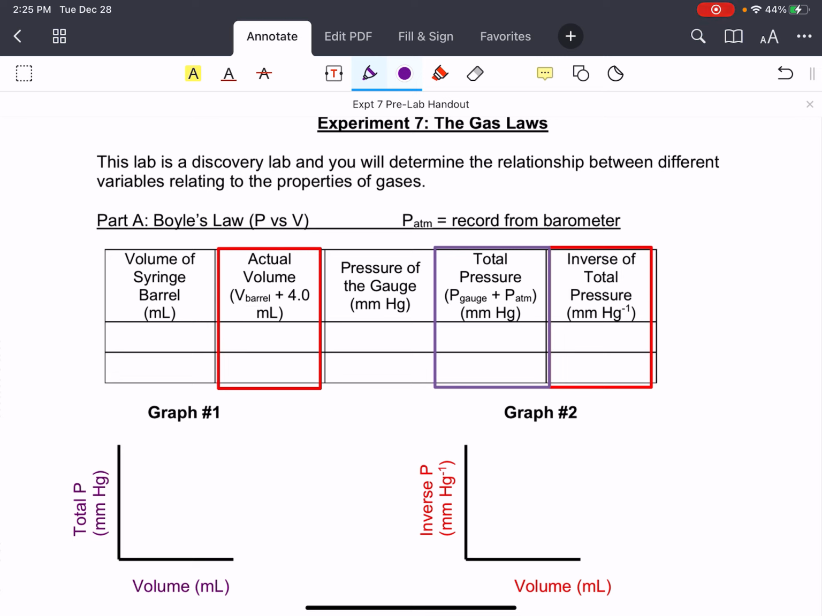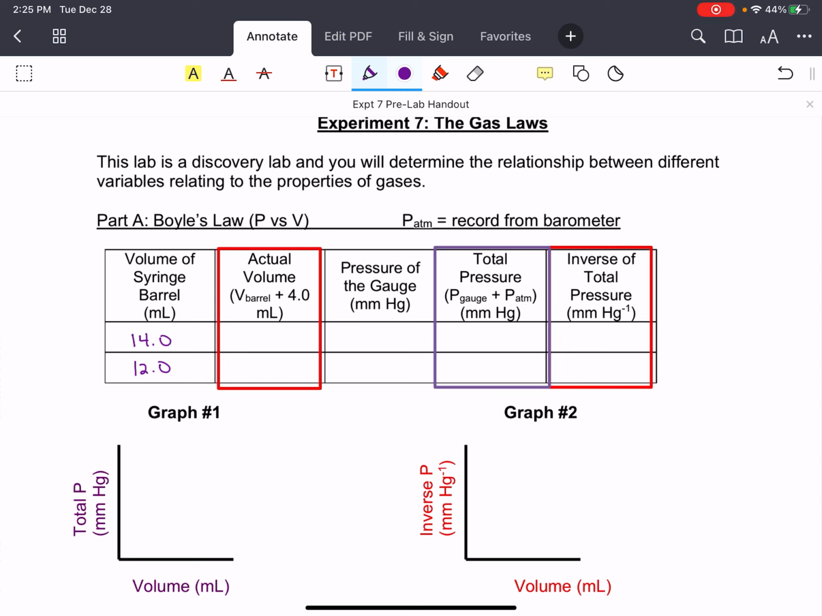So in part A, we're determining the relationship between pressure and volume, and you're going to start with a syringe and you'll set it to 16 milliliters, and you're going to squeeze that syringe with a pressure gauge attached to different volumes and then see what happens to the pressure at those volumes. So for example, let's say you did a couple trials and the first time you squeezed your syringe to a volume of 14 mils, the second time you reset it and set it to a volume of 12 milliliters.